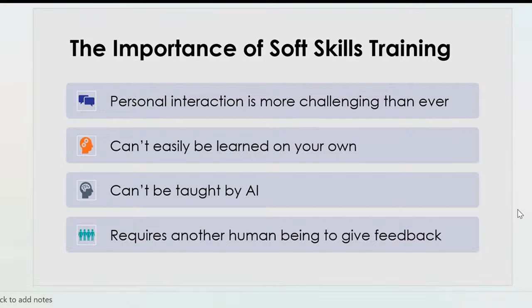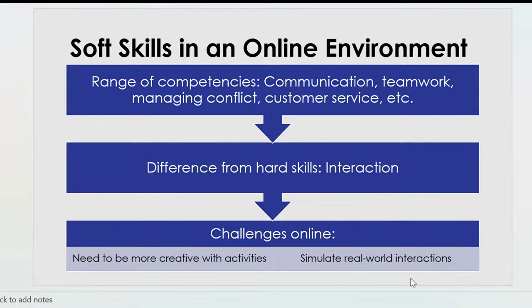And it can't be taught by AI. It requires another human being to give feedback and interact with. AI doesn't have the emotional intelligence to really get those nuances and understand whether somebody is getting the message, understanding whether there's any misunderstandings, can't see the facial expressions, and understand what might be lying underneath what someone says. That requires another person. But in an online environment, it's a little bit different.